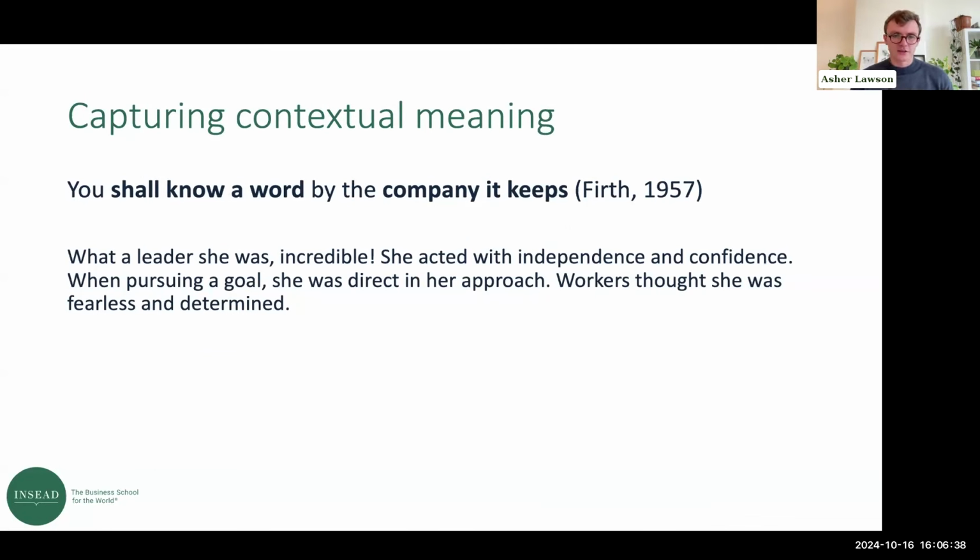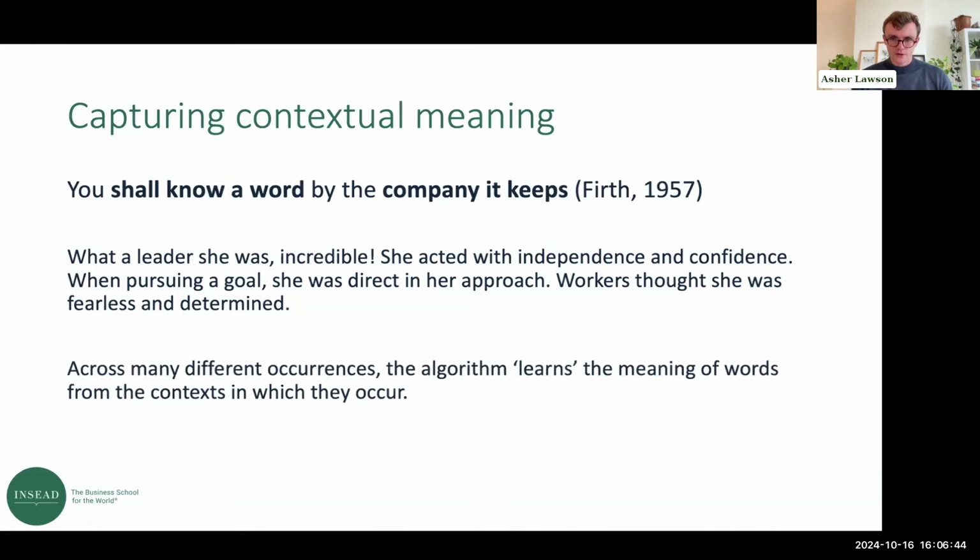If we imagine we have some sentences like the following. Now, when we need to learn the meaning of the word she, we have to look at the context in which it's used. So, for example, here's the first occurrence of the word she.